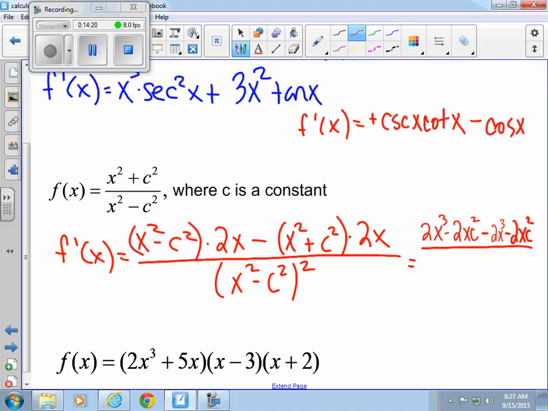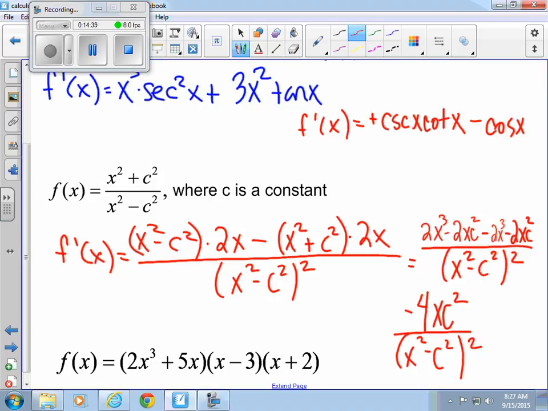All over x squared minus c squared, squared. Combining like terms on the top, the 2x cubes cancel, and I just get negative 4xc squared over x squared minus c squared. So when I say do some basic simplification, that's what I mean. When I talk about combining terms, it's things like that.